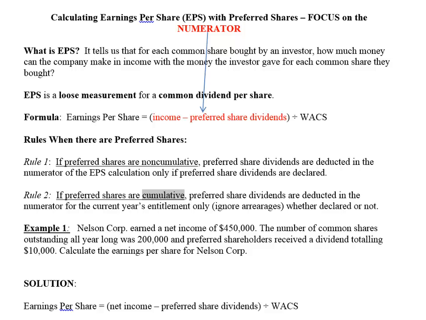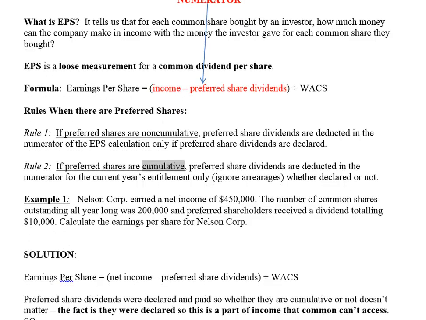If the preferred shares are cumulative preferred shares, and that means that if any dividend payments are missed to preferred shareholders, the next time a dividend is declared, you have to pay those dividends in arrears, or the unpaid from the previous years, first. Then the rule for calculating the numerator here in the EPS calculation is to deduct only the current year's entitlement, and we ignore arrearages, whether that current year's entitlement is declared or not.